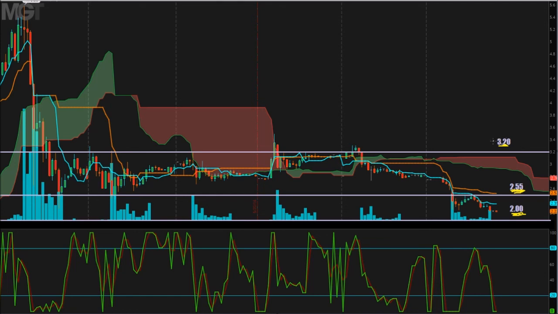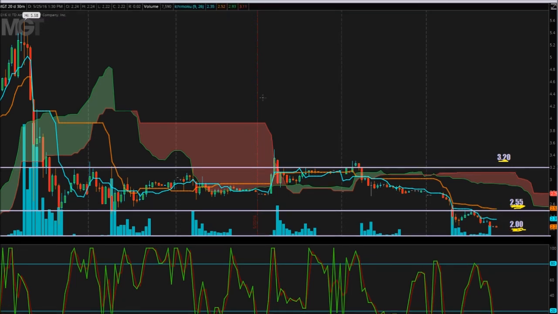As it looks now, I hate to say it, but it looks pretty bad. Hopefully we don't go down and test $2. Hopefully we test $2.55 as resistance and break above it. That's all I have to say about MGT.